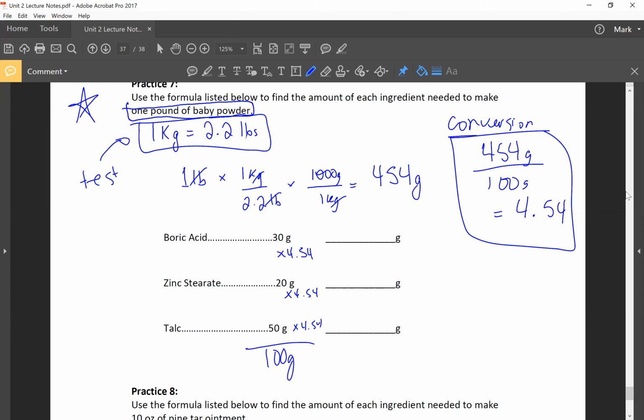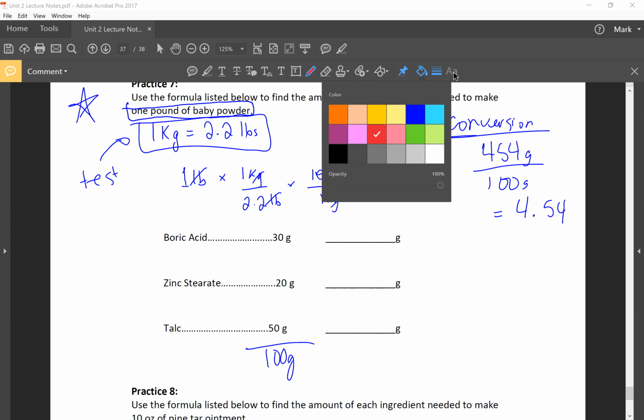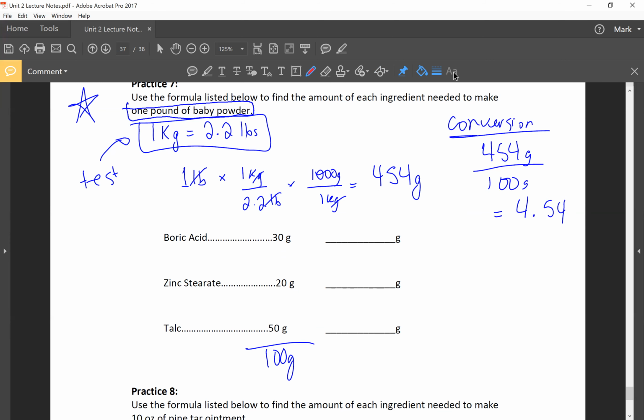Okay, so my answer, let me pick a different color here. I'm going to delete all that and change my color to red. Okay, so everything here gets multiplied by 4.54. So I end up with 136.2, 90.8, and 227 grams. And these added together should be 454. There we go.